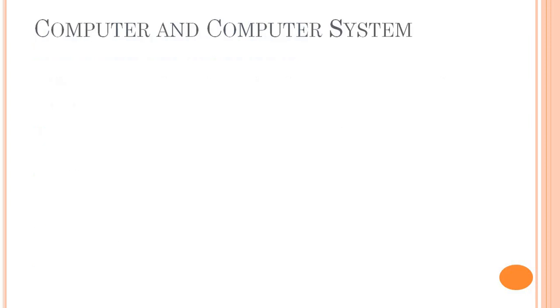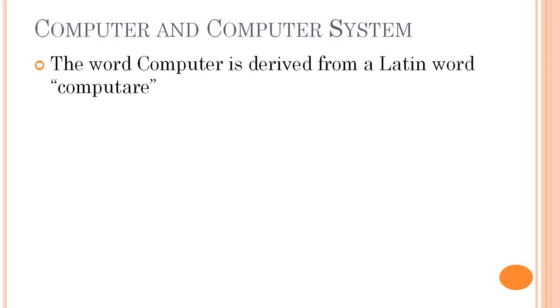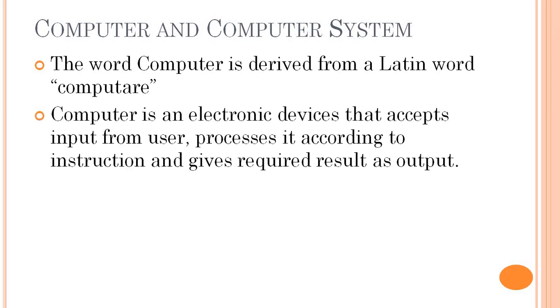Moving further, computer and computer system. The word computer is derived from the Latin word compute, which means to calculate, to find the sum, or to compute. All these are different meanings of the word computer. Now, computer is an electronic device that accepts input from the user, processes it according to instructions, and gives the required result as output. This is the definition of computer.